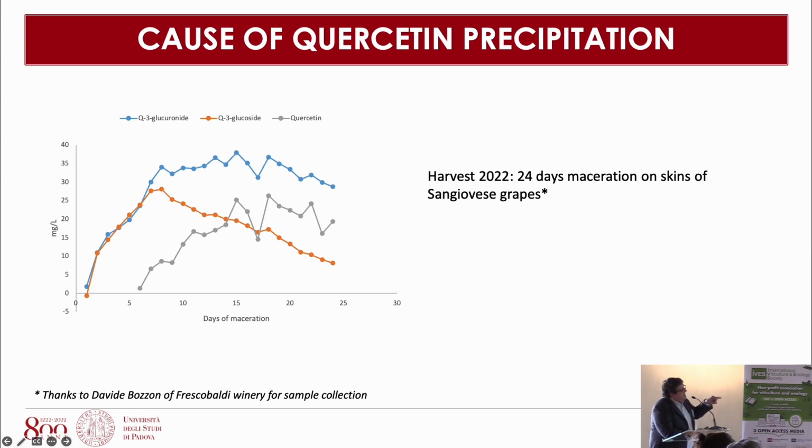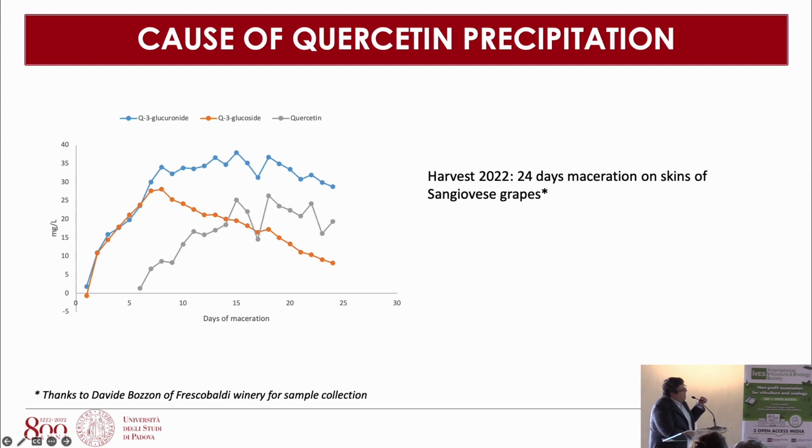So we can see that quercetin aglycone, glucoside and glucuronide started immediately to increase. After 1 week, there is no more increase. This is important because it means that the skins already released all the quercetin they have.